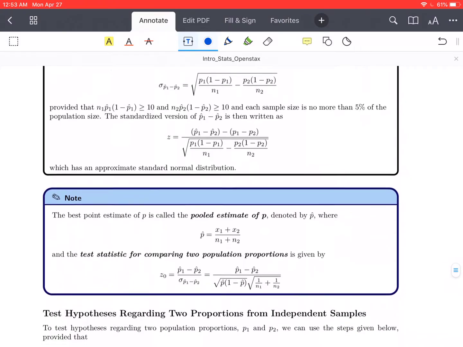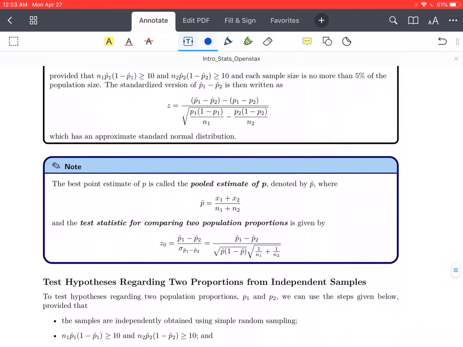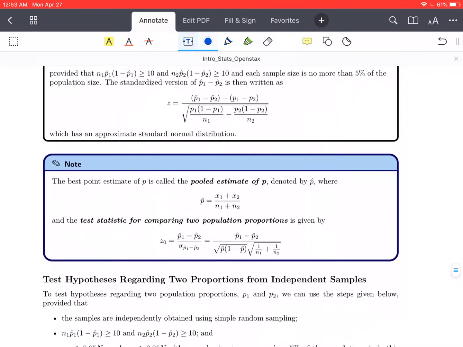This is going to be a little more useful for us, because we're going to be using what's called a pooled estimate of p. So in this case, that's where we have p hat. So not p1 hat or p2 hat, but just p hat, which utilizes the data from both the first sample and the second sample in it. Okay, so it uses first and second sample. That's why we call it pooled, because we're pooling both data sets together.